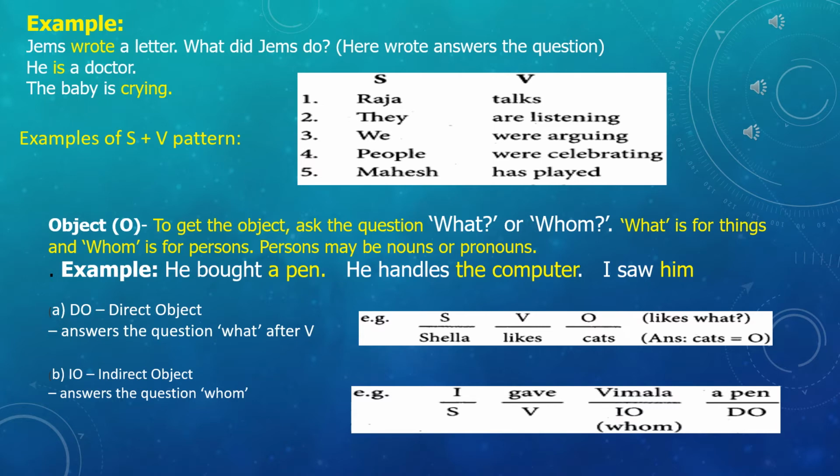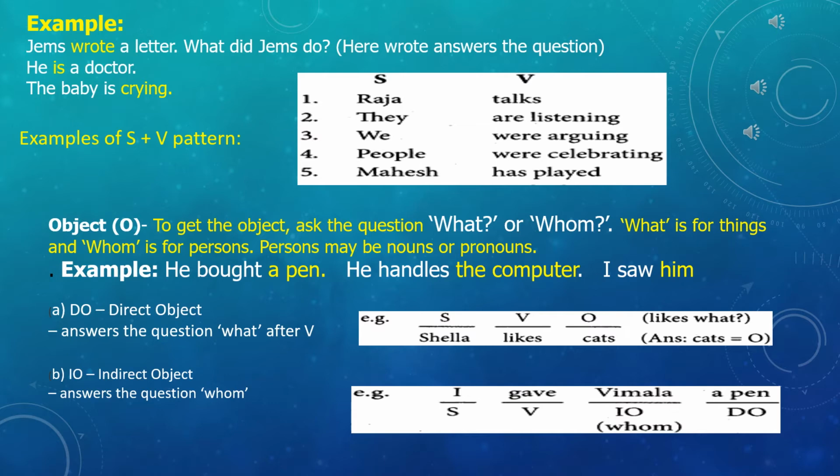Now here are some more examples of SV pattern. SV pattern means subject verb pattern. The first one is Raja talks. The subject is Raja, verb is talks. Second one, they are listening. The subject is they and verb is are listening.